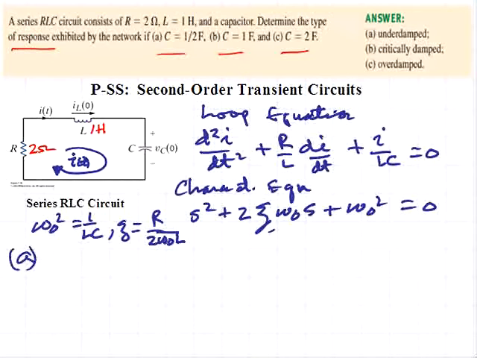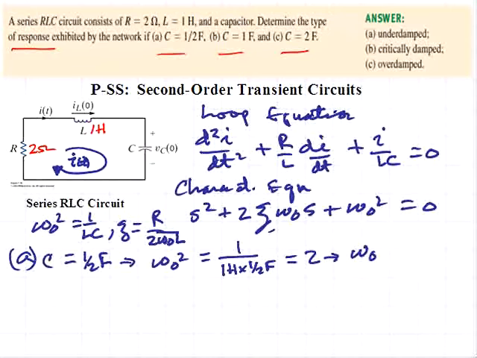So for part A of this problem, the capacitance is equal to 1/2 farad, and this gives us that omega naught squared is equal to 1 over 1 Henry times 1/2 farad, which is equal to 2, which gives us that omega naught is equal to the square root of 2.